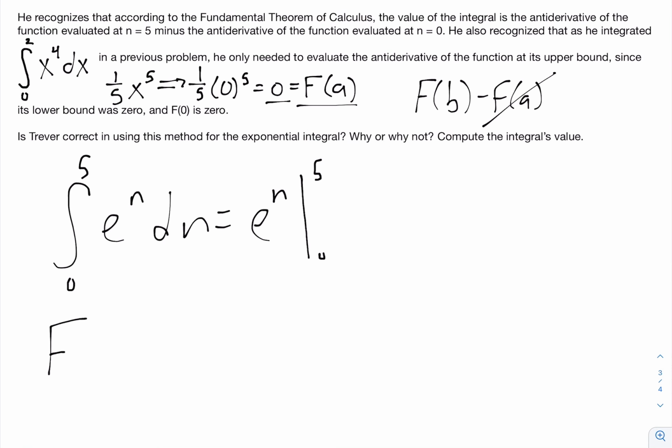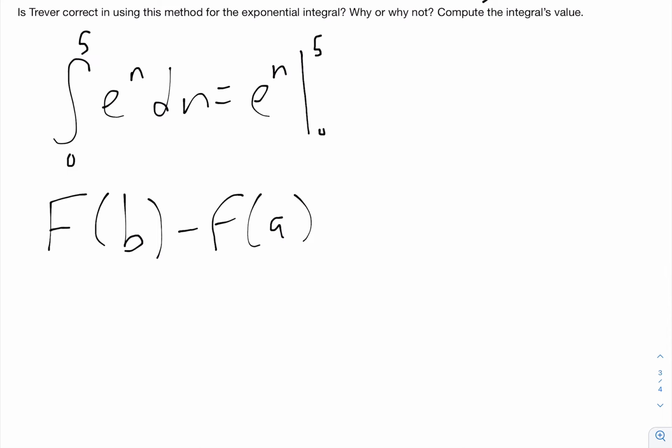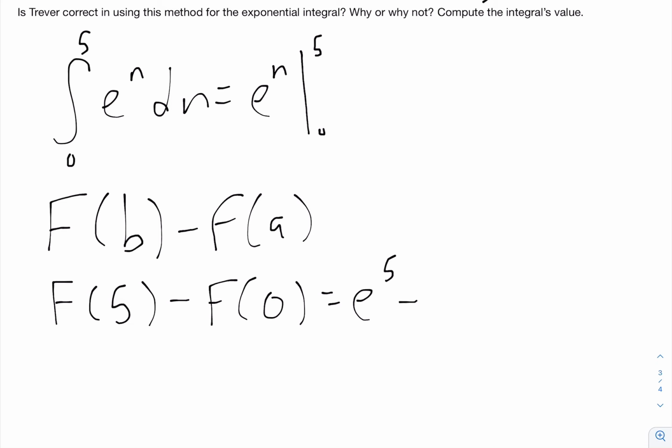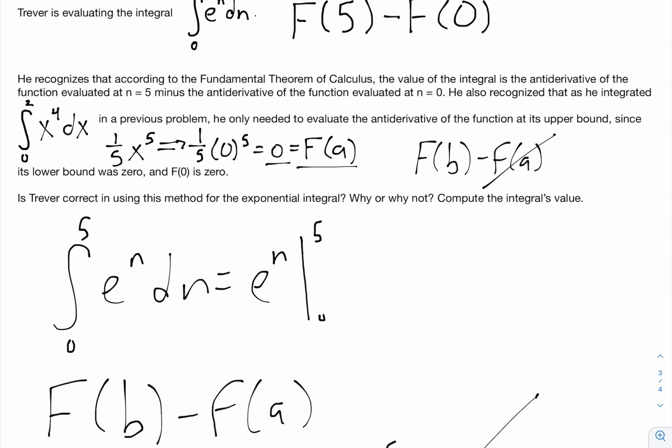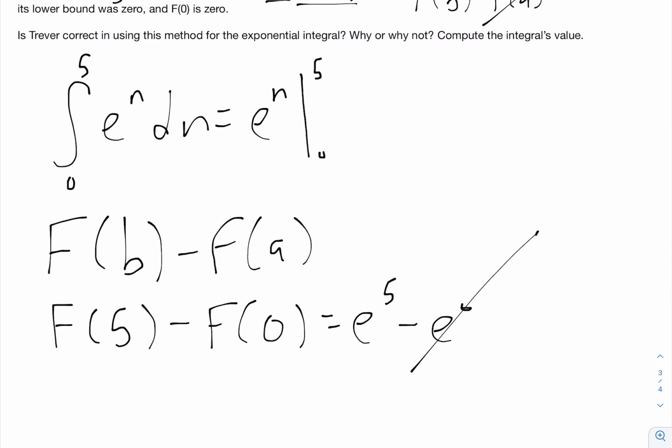So this is going to be capital F of b minus capital F of a, which is equal to capital F of 5, right? Our b is 5, minus capital F of 0. And we know our capital F function is e to the n, so this is just e to the 5 minus e to the 0. But Trevor's saying, can we use the same method and just ignore this e to the 0? Because in the last one he did, F of a was just 0. And e to the 0 is not 0. e to the 0 is 1.